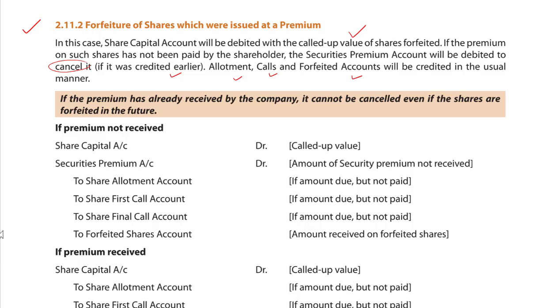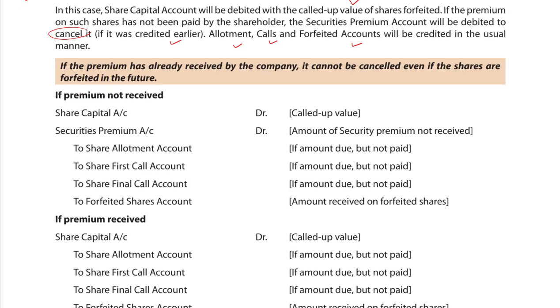If the premium has already been received by the company, it cannot be cancelled even if the shares are forfeited in the future. If premium not received: share capital account debit called up value, securities premium account debit amounts of security premium not received, to share allotment account if amounts due but not paid, share first call account due but not paid, final call account due but not paid, to forfeited shares account, amount received on forfeited shares.